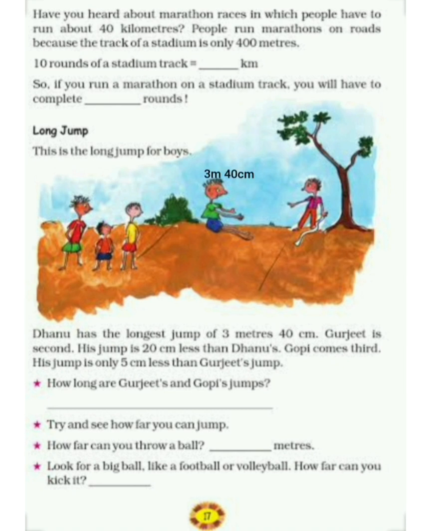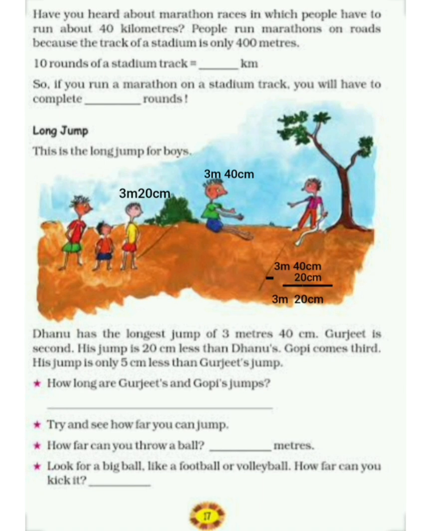But Gurjit's jump is 20 centimeters less compared to Dhanu's. So, here we have to do subtraction. Dhanu's jump is 3 meters 40 centimeters minus Gurjit's is less than 20 centimeters, no? So, minus 20 centimeters. So, Gurjit's jump is 3 meters 20 centimeters.